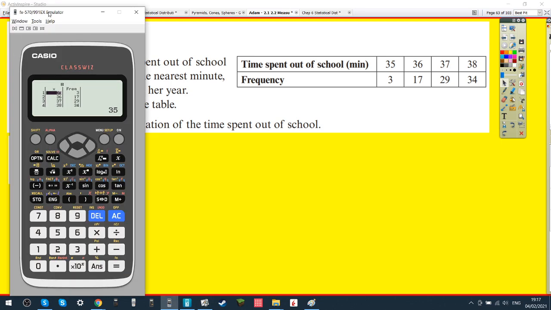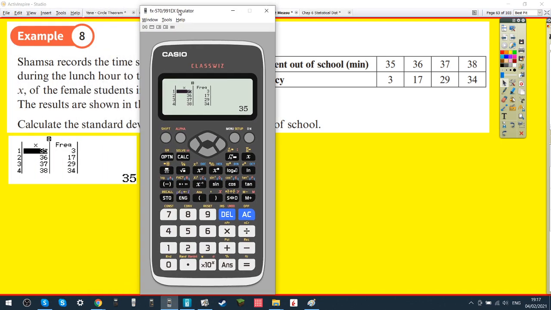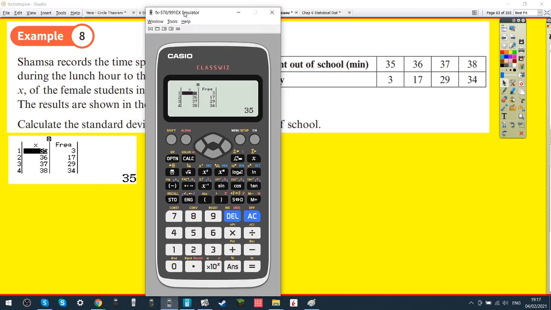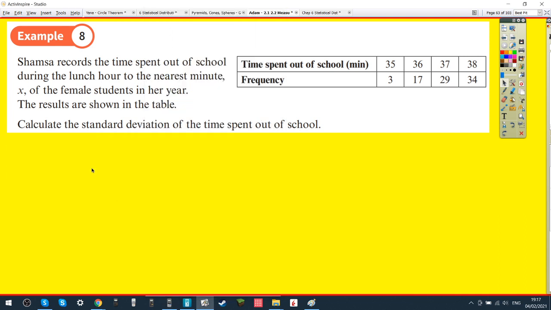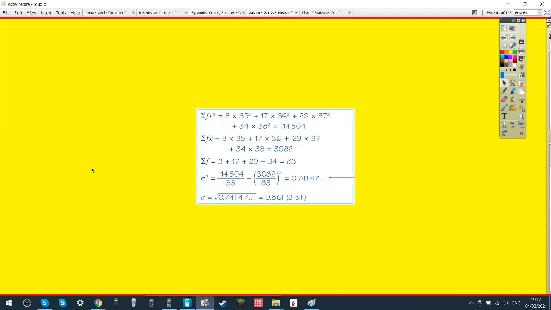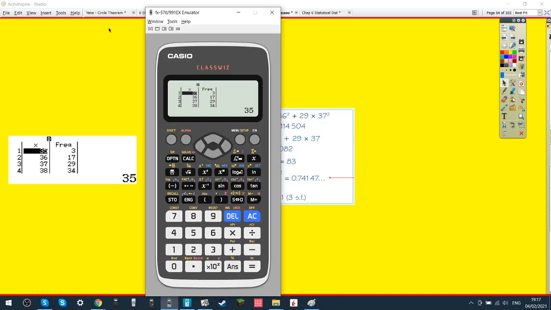Do you remember how to get standard deviation? Shift, option. Just option. And then down one. And then it's 3. Yeah. It's 0.86, I think. Option 3. So standard deviation is 0.86.